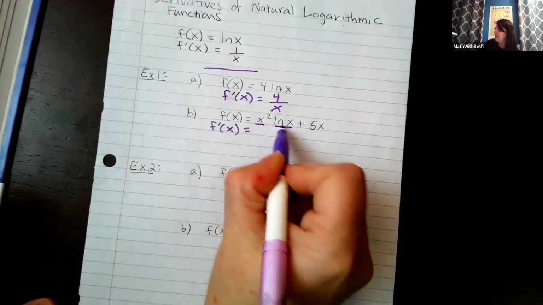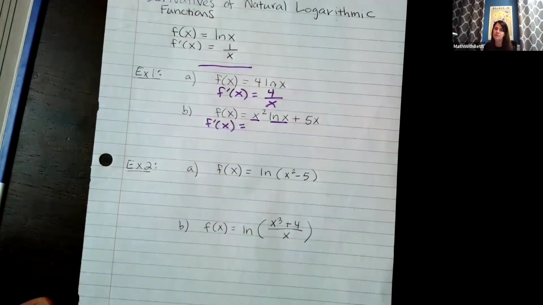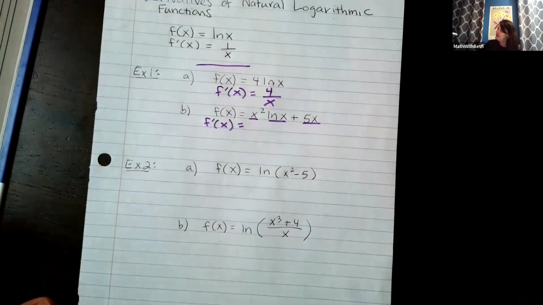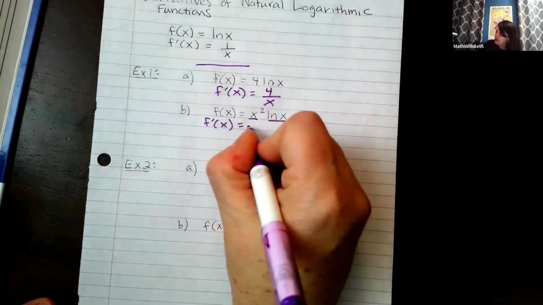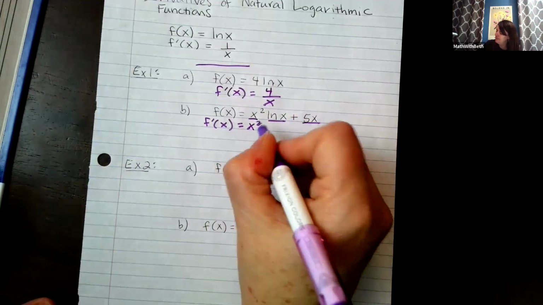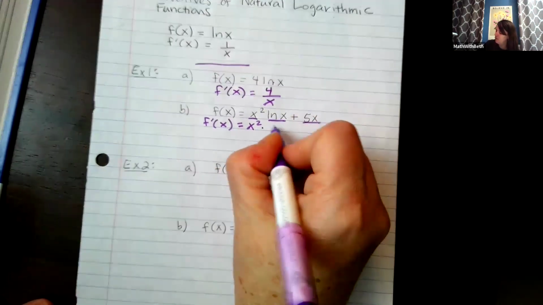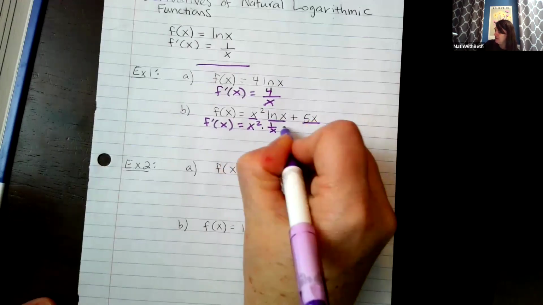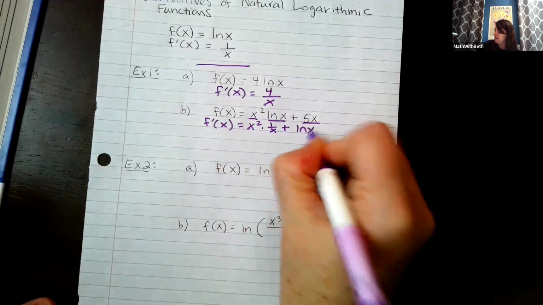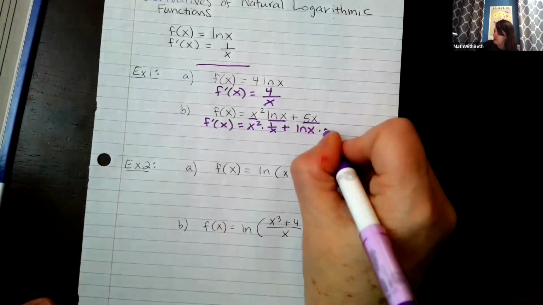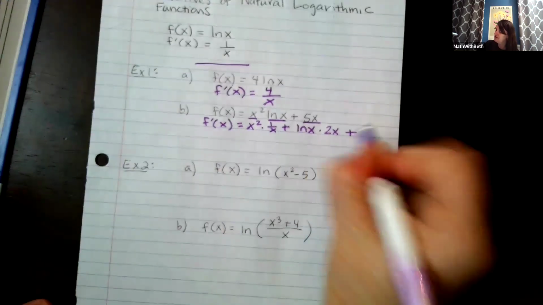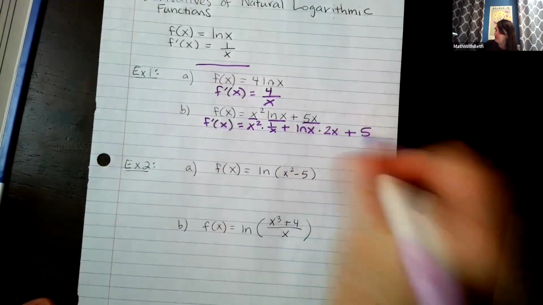First, this needs to be handled as a product rule, and then we can just do this part separately at the end. So first, for the product rule here, x squared times the derivative of ln x, which would be 1 over x, plus ln x times the derivative of x squared, which would be 2x, then plus the derivative of 5x, which is just 5.